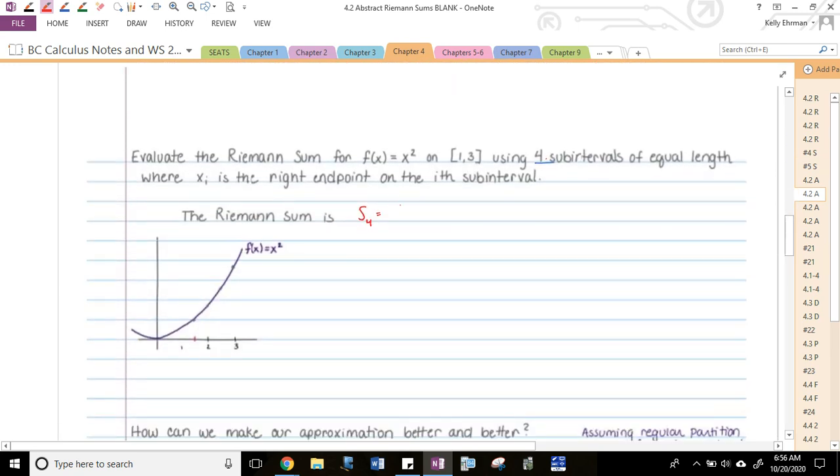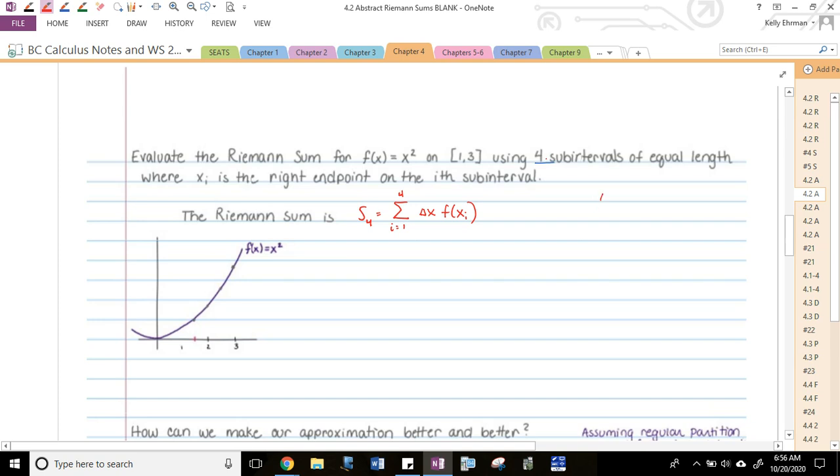And it's going to be the sum from 1 to 4, because we're talking about how many rectangles we have, not our interval. So we have 4 rectangles of delta x f of x sub i. It's a good idea to write this general thing first. Okay, so what can we fill in? We can start with f of x, we can start with delta x.